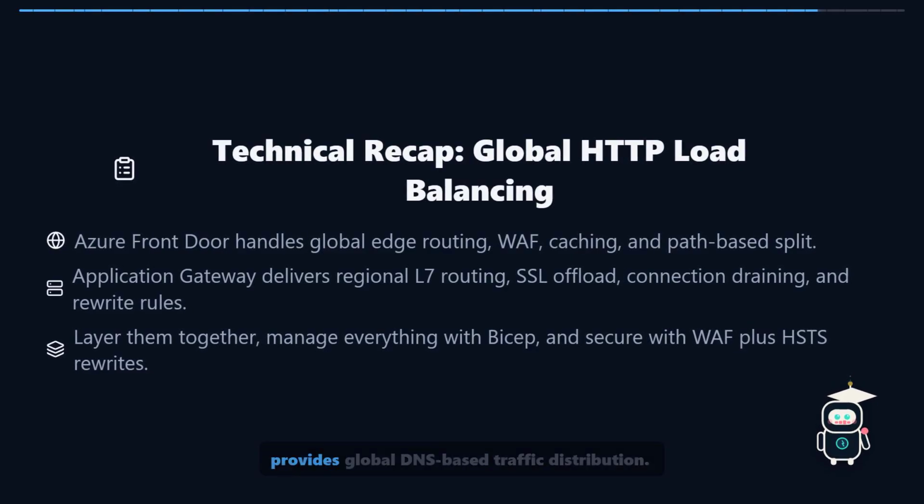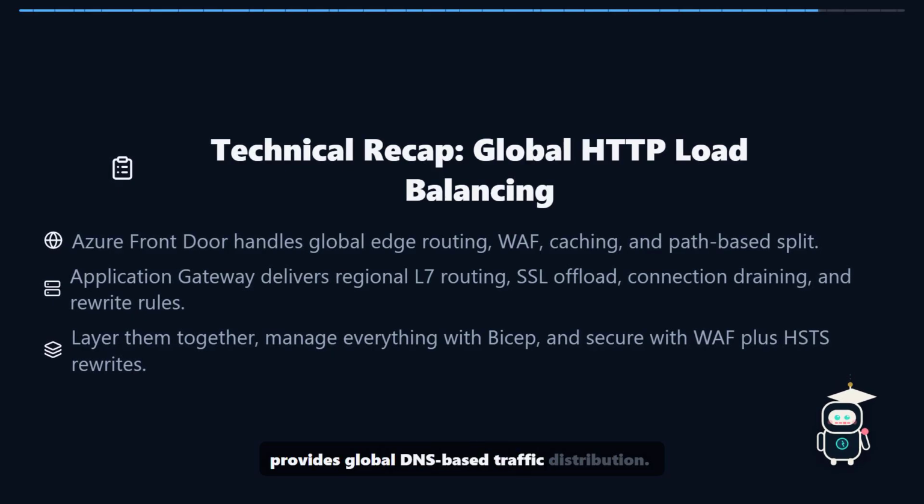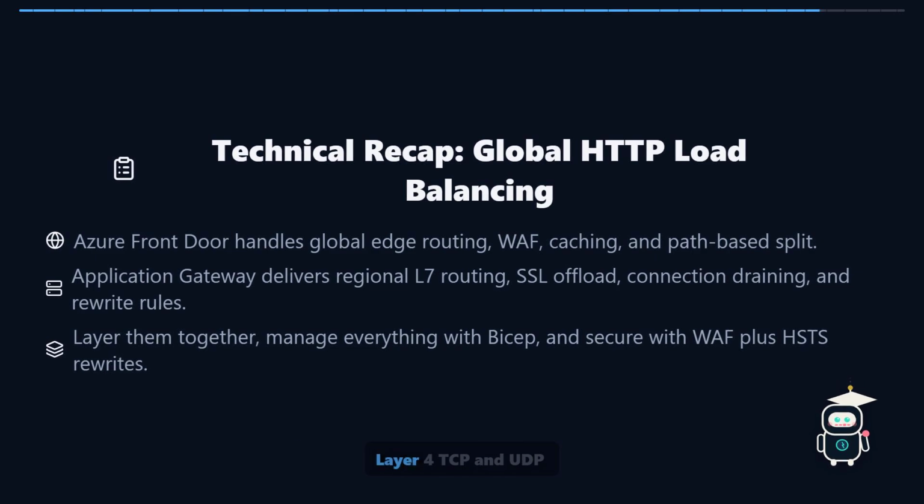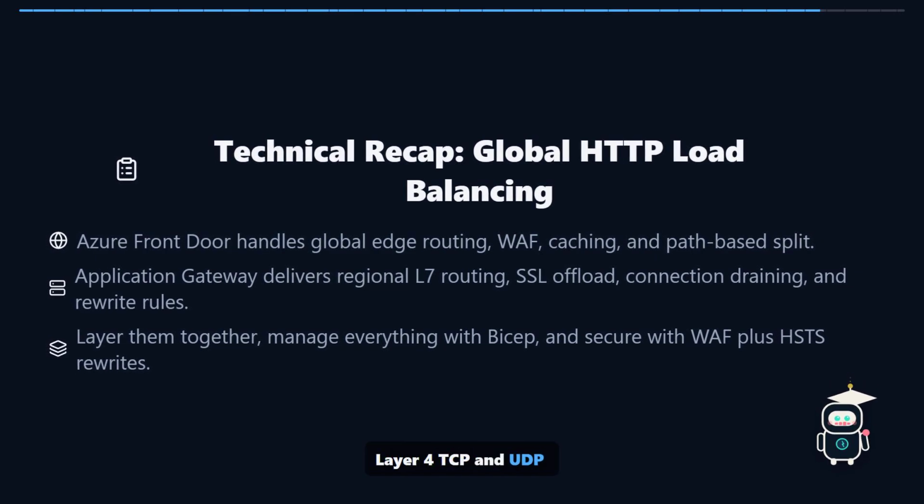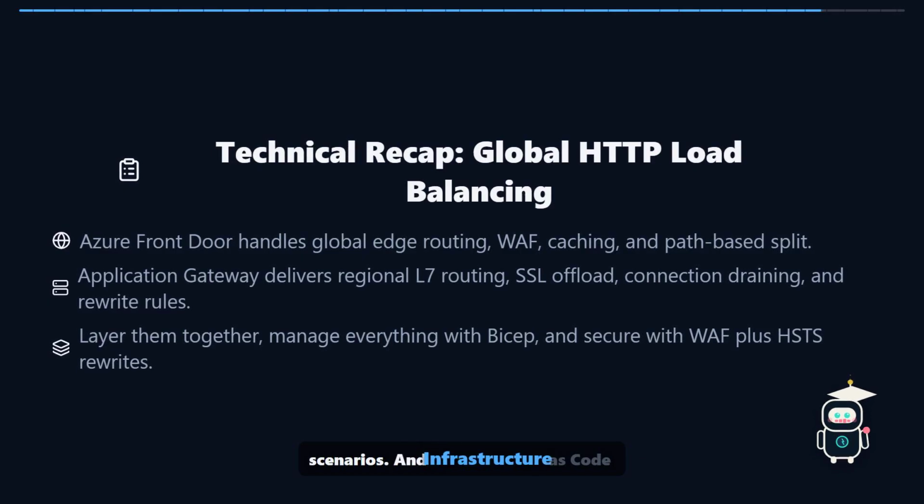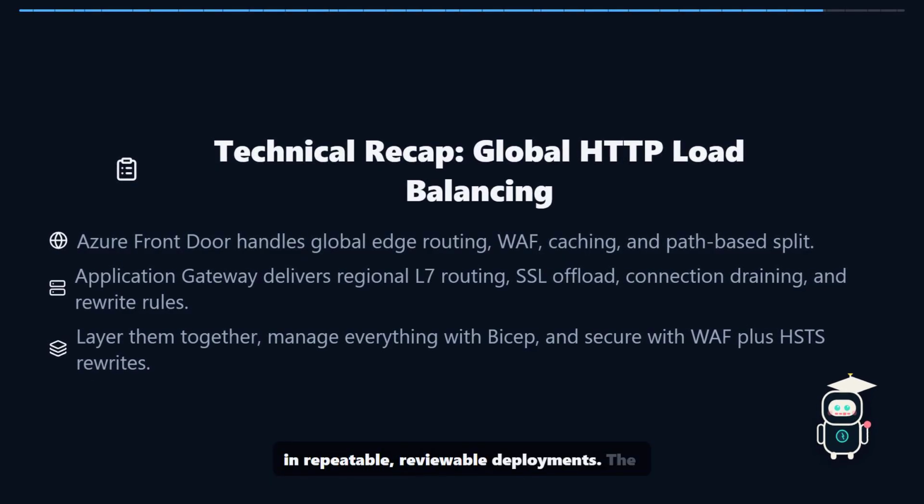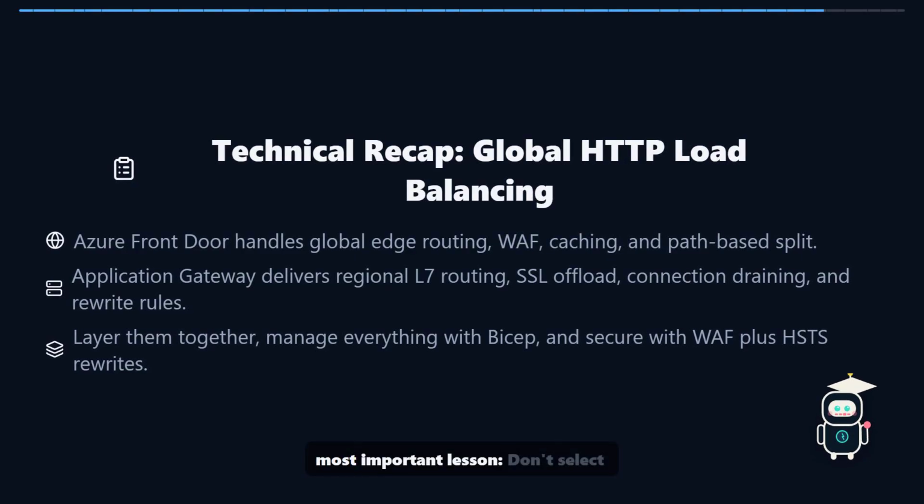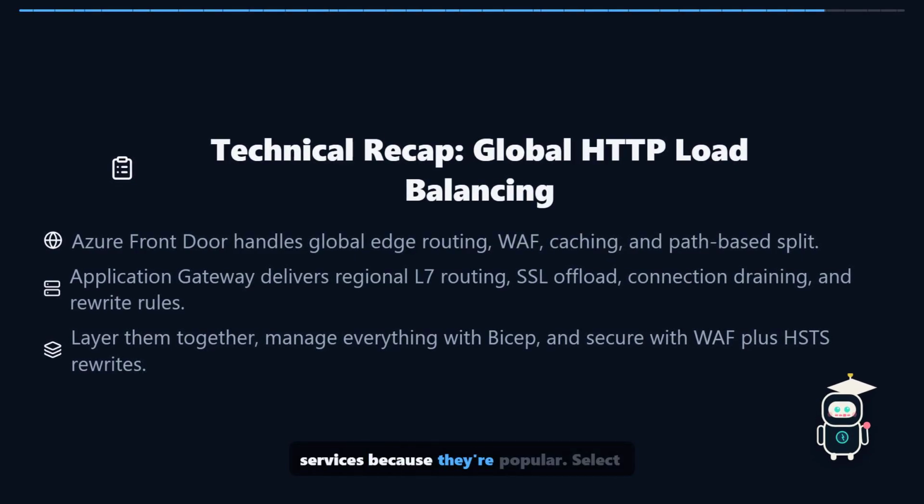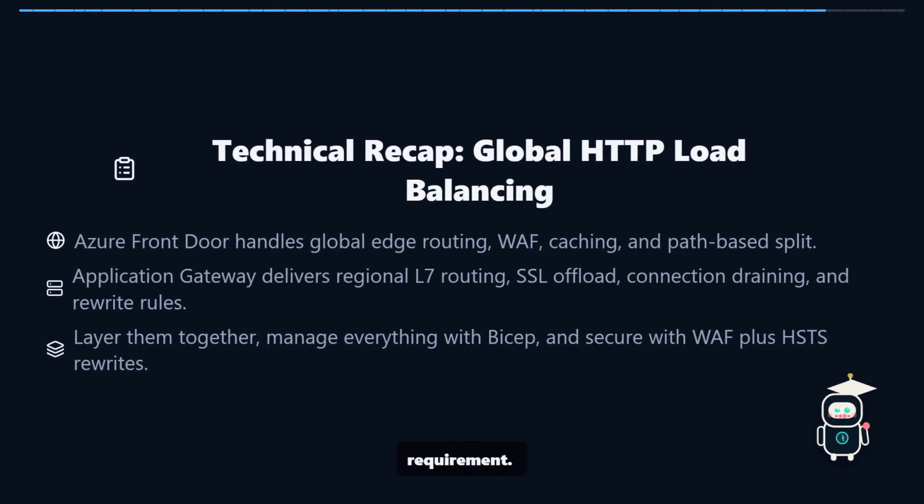Traffic Manager provides global DNS-based traffic distribution. Azure Load Balancer handles regional Layer 4 TCP and UDP scenarios. And Infrastructure as Code lets you represent these architectures in repeatable, reviewable deployments. The most important lesson: don't select services because they're popular. Select them because they satisfy a requirement.